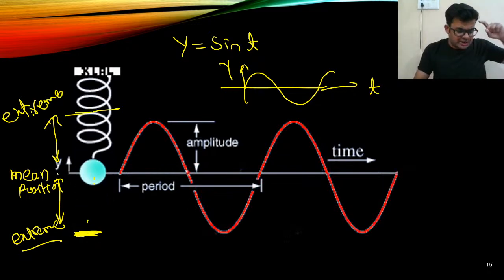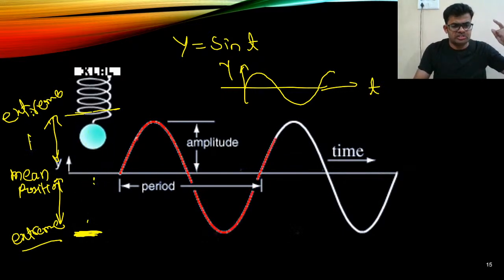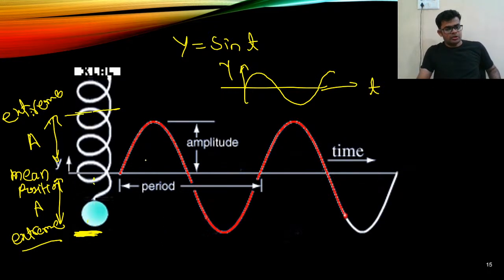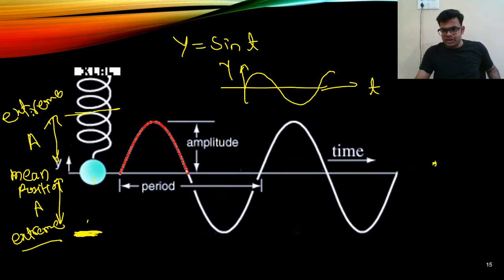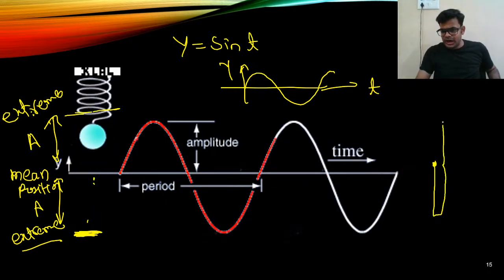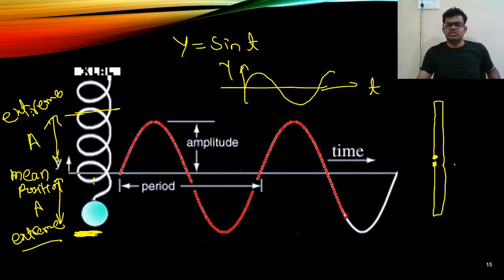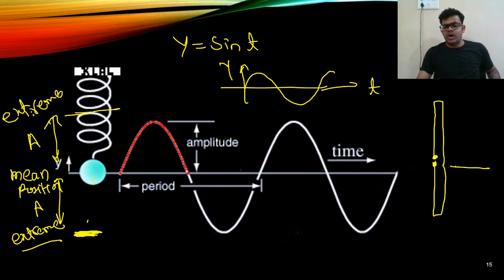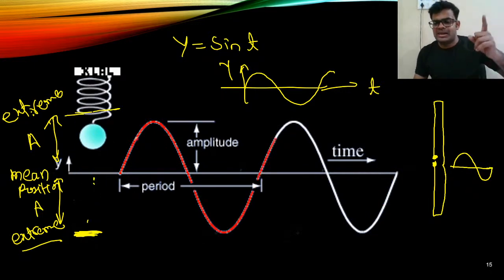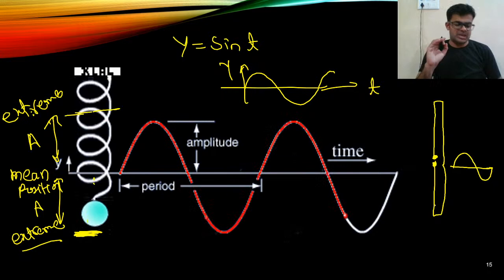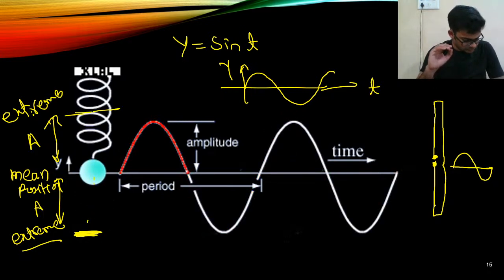The distance between mean position and extreme position is called amplitude. Remember that. You can see the particle is coming from here down, coming back here, going up and coming back here. In this complete motion, the particle is covering one cycle. Whatever time the particle takes in this complete motion is called the time period of oscillation.